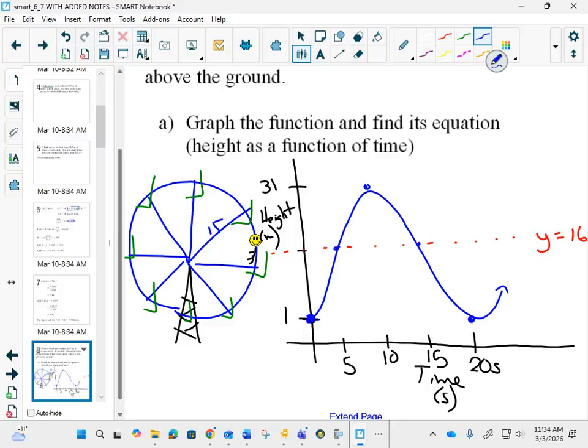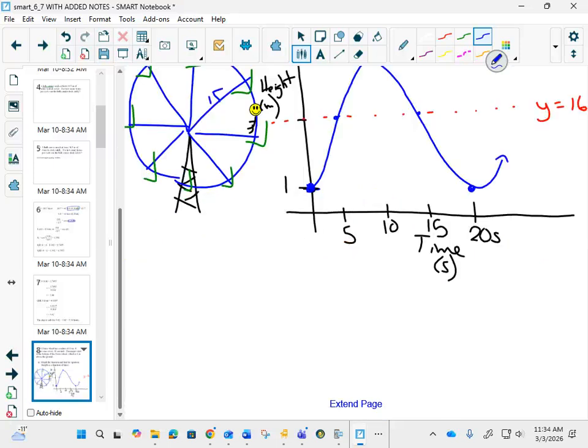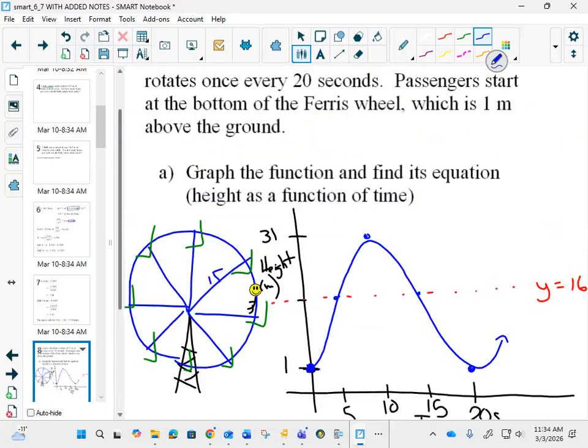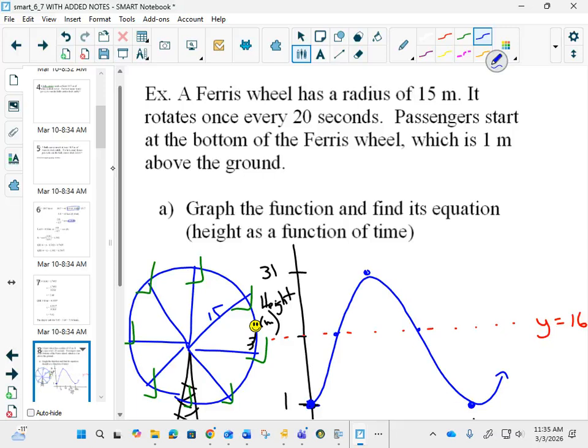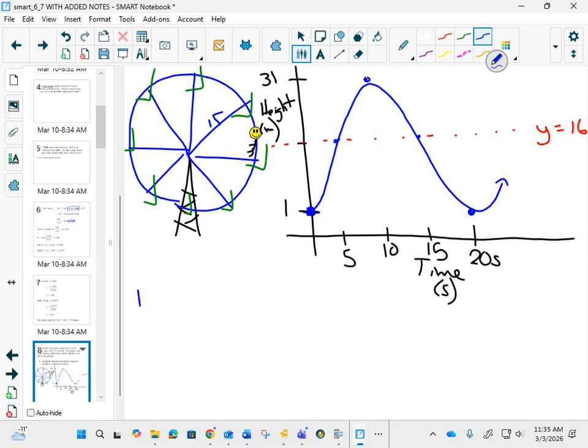So since we have this, could you undo the DAB-C to create an equation? Because the question says, graph the function, and find its equation. So let's undo DABC. Can you tell me what the D value is based on the graph? Has to be 16. What's our amplitude based on the graph? 15. That's exactly the radius.